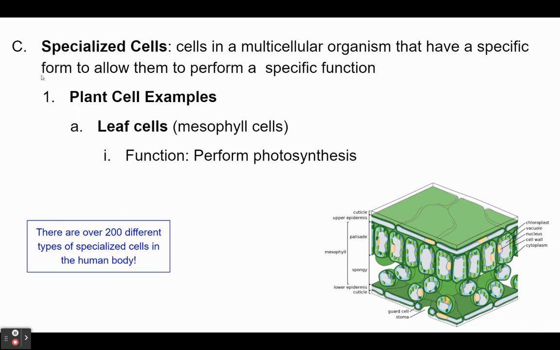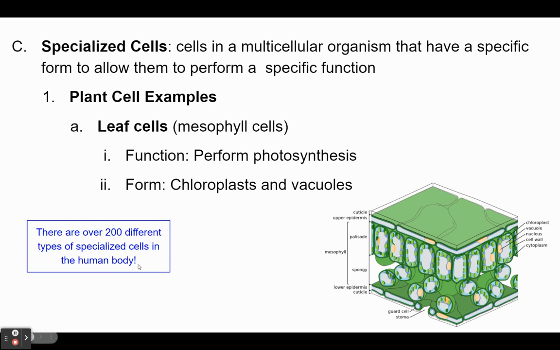All right, notice how much tabbing we're doing here. Keep it organized so that this is easy to look back on in the future. Detail small i or small 1 under section small a is the function. The form of the leaf cell to help it perform this function is it has chloroplasts and vacuoles. Chloroplasts are where photosynthesis will actually take place. Vacuoles will help store the products of photosynthesis before they can get shipped out.